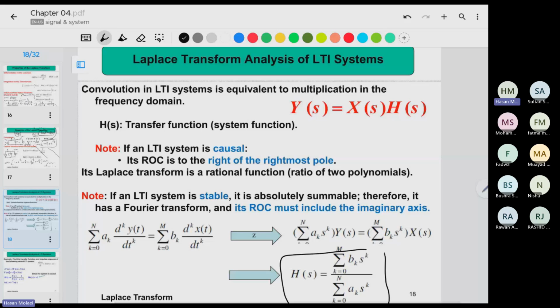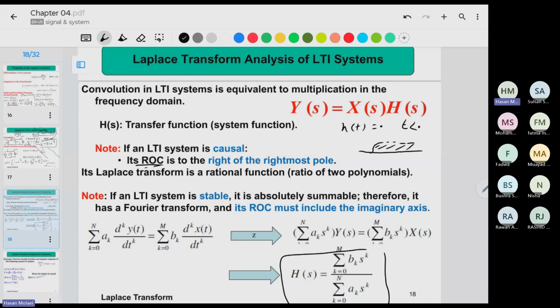If a system is causal, do you remember, its h(t) would be 0 for negative time. So which means h(t) should start from one point and it's right-sided, yes. If h(t) is right-sided, so its ROC should be again right-sided. So a system is causal if its impulse response is right-sided, which means its ROC should be again right-sided.